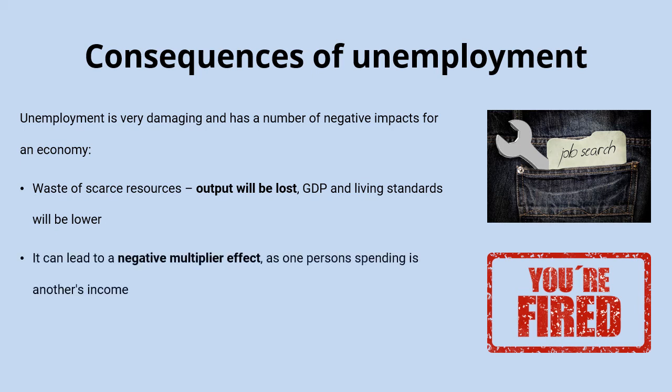Now, the knock-on impact of that as well is that it can lead to a negative multiplier effect. Now, the multiplier being when an injection into the circular flow of income results in a greater final increase in aggregate demand, because one person's spending becomes another's income. And the same thing works in reverse with the negative multiplier. Fewer people employed means fewer people spending money, which reduces business incomes and feeds into further unemployment.